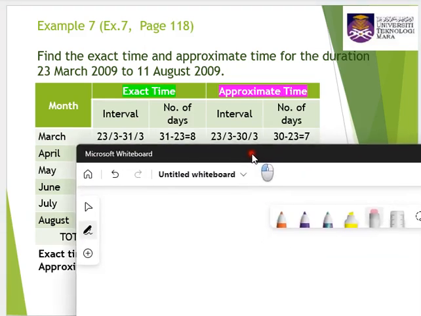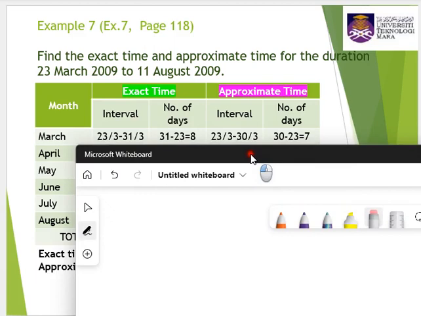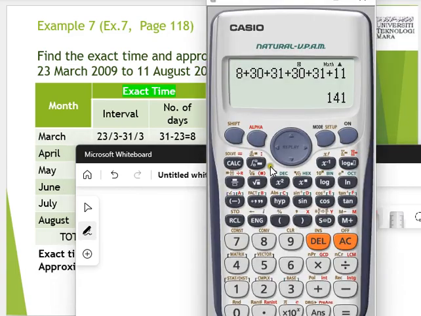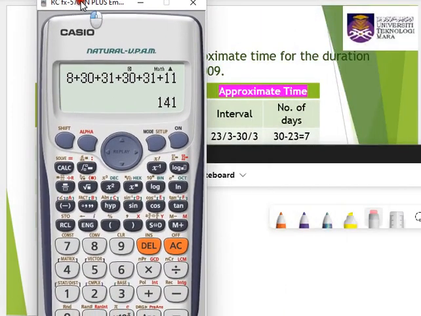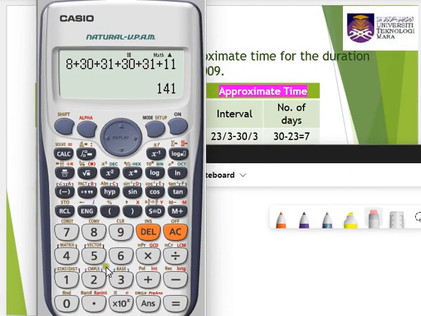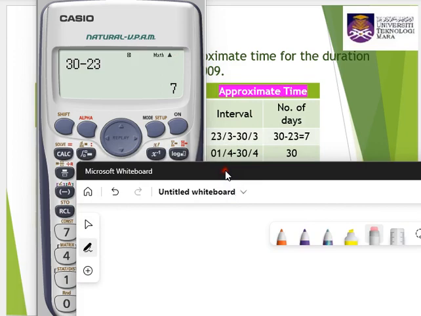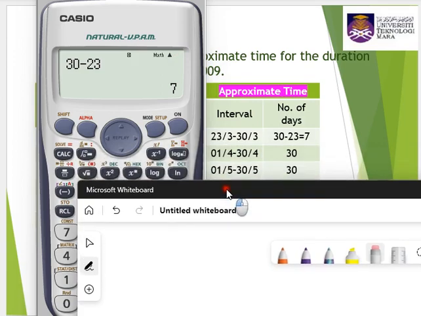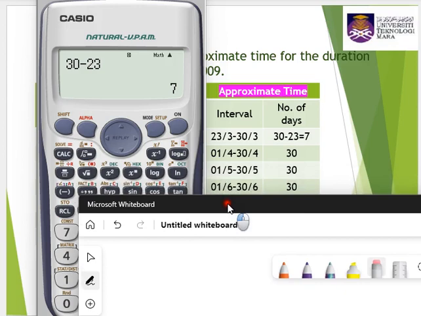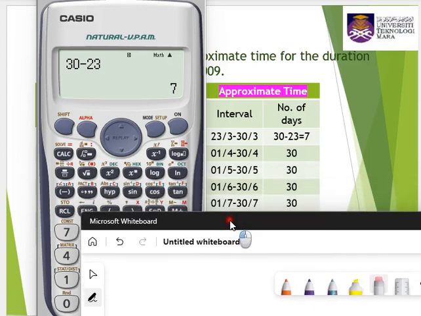Same goes with March. What will we have? 30 days, you subtract 23, you have 7 days. Then on April, you have 30 days. May, 30 days. June, 30 days. July, 30 days.